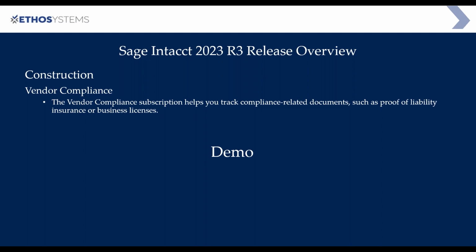All right, next is the vendor compliance area. In here, we now have vendor compliance where you can start tracking various types of compliance documents. So general liability insurance, business license, those types of items can now be tracked through Sage Intacct. Let me give you a demonstration of how that works.